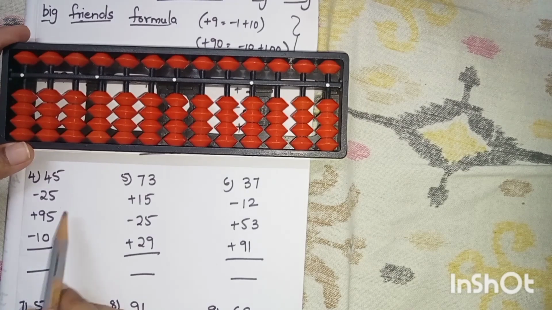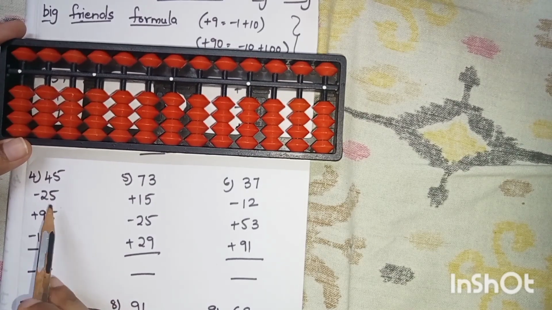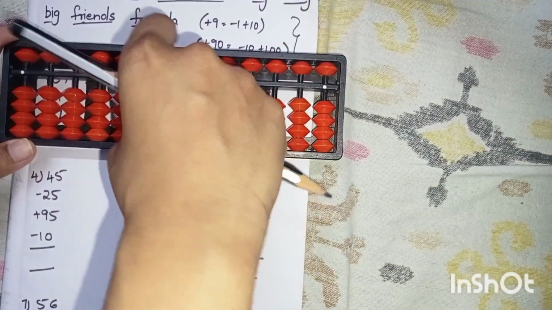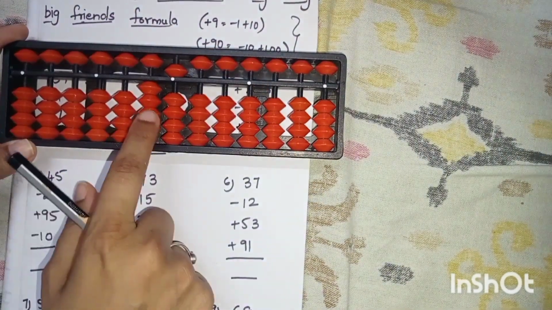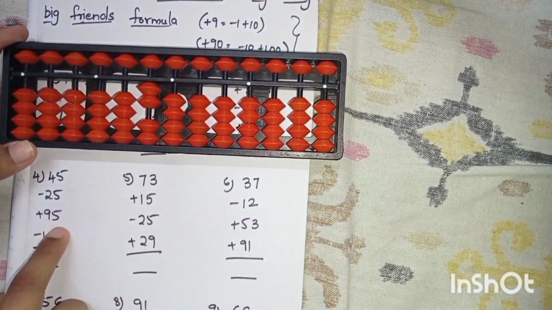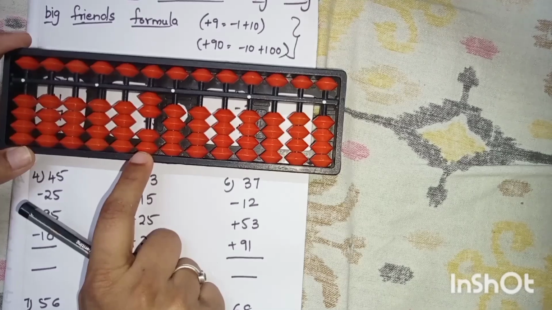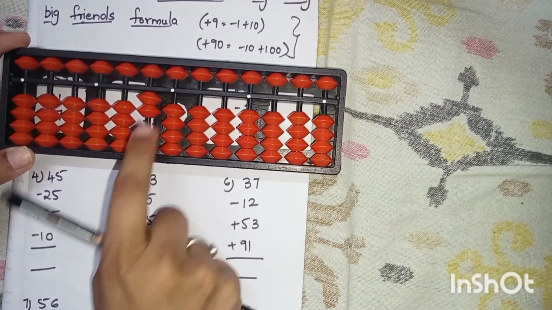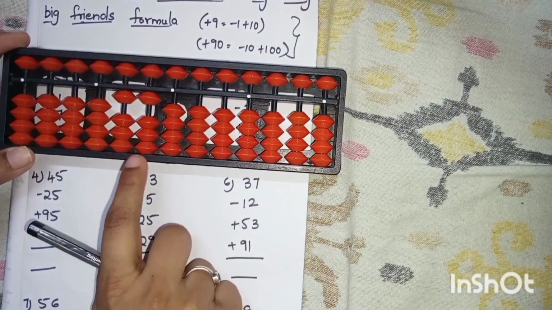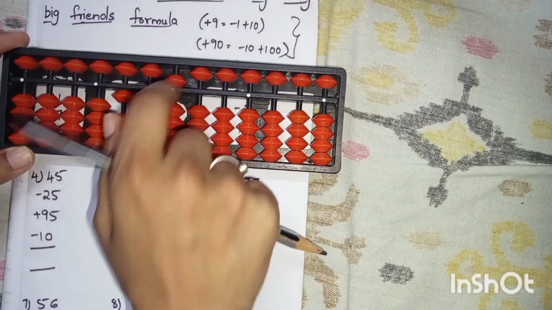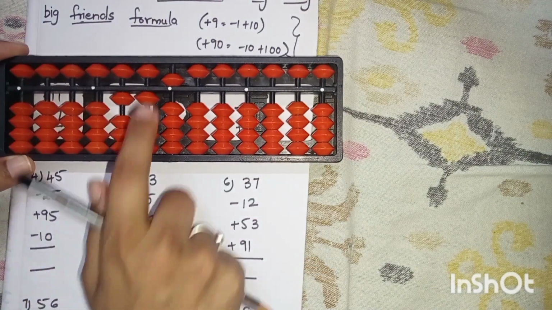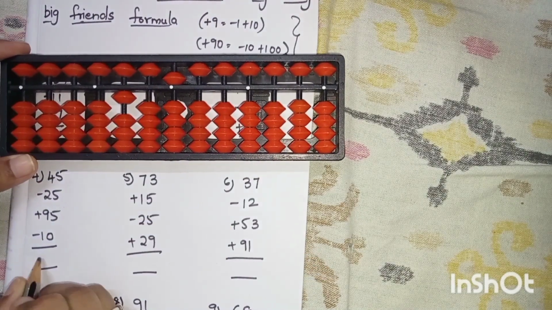Okay, next, fourth one, 45 plus 45 minus 25 plus 95 minus 10. 45 minus 25 plus 95. In the tens place, 90 is not available, so I am taking plus 90 is equal to minus 10 plus 100, big friends formula. Minus 10 plus 100. Next 5 in the ones place as it is. Next minus 10. So what is the answer?